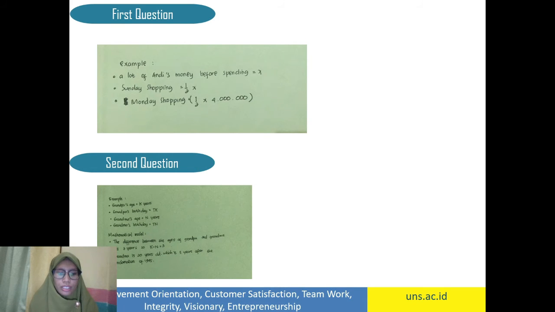The first expression of the subject is writing an example: let's say that Andi has a lot of money before spending, x equals x. Next, for Sunday shopping, x equals 1/2x. Then the subject starts to doubt when the word Monday appeared. He spent 400 less than the money he spent on Sunday, but the subject could not write the example.